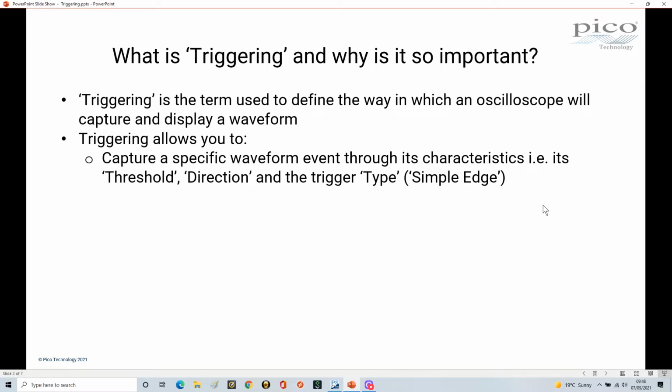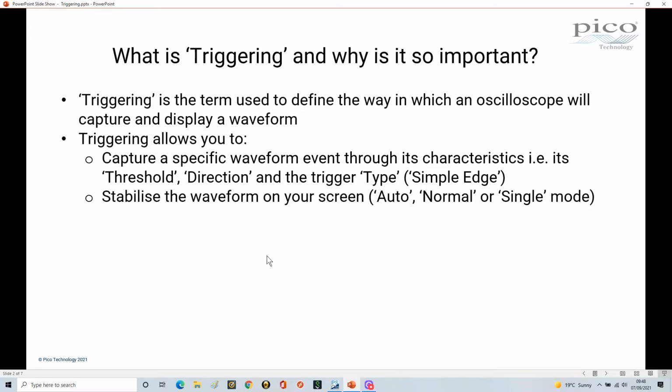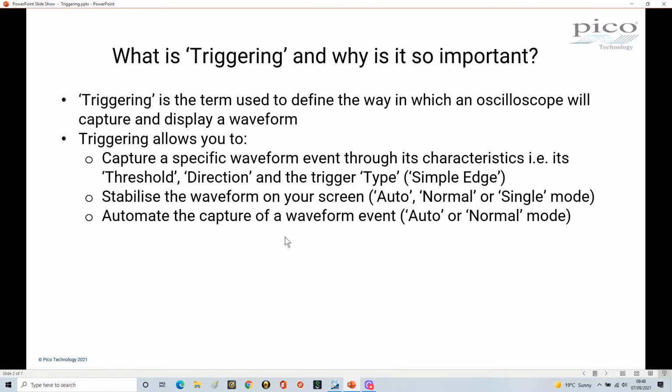But anyway, let's see what else we have. Triggering allows you to stabilize the waveform on your screen, and this is where you'll see terminology such as auto, normal, and single mode. We're going to go through each of these in turn so that we can see exactly what they do. It also automates the capture of a waveform event, and this is where auto and normal come in, so that you don't have to do anything, it sits there and does it for you. But it's important to understand the difference between the auto and normal modes.